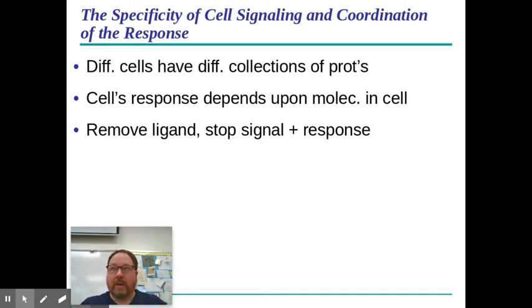Additionally, and this is something to think about in the what if scenario stuff, if you remove a ligand, you can stop a signal. If you can block the receptor, you'll stop the signal. If you have a mimicking molecule that's similar to the ligand, you can stimulate a pathway. So just think about the basics and then all the what ifs they can apply.